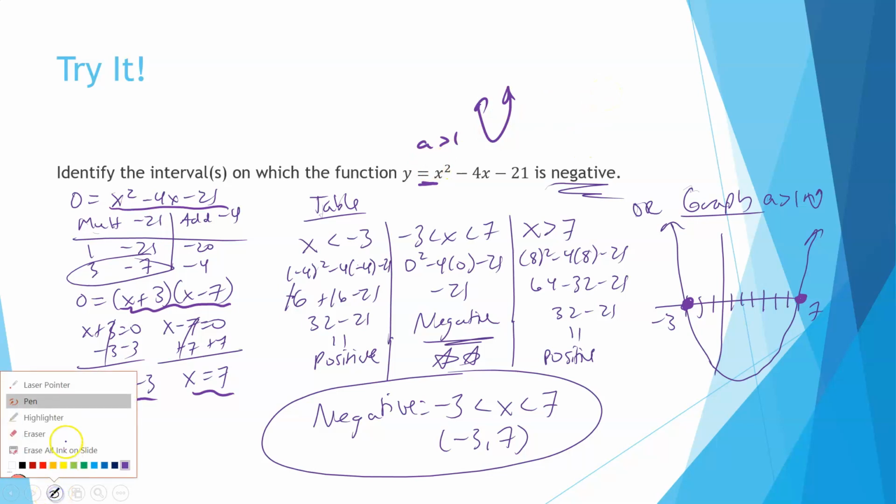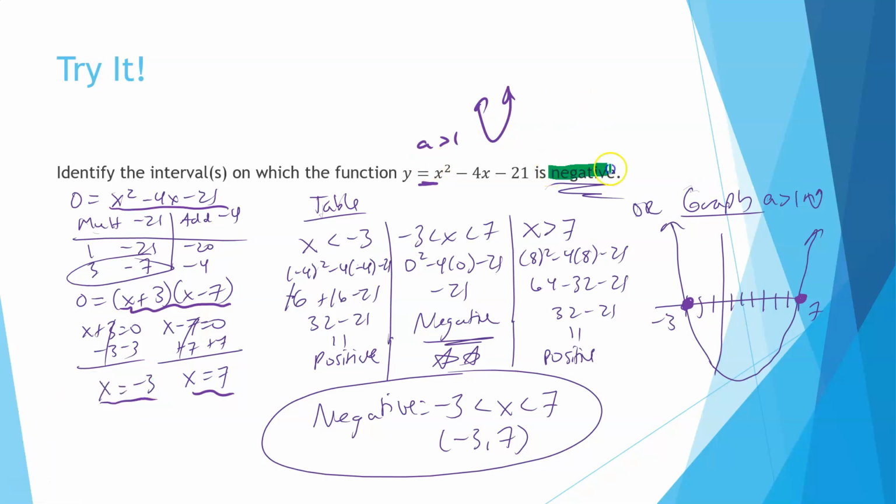Now again, because we're talking about, in this case, when it's negative on the graph, it means I would describe this section when it falls below the x-axis. So looking at the graph, I would say it's below the x-axis from -3 to 7, and that would be my answer. If I use the table, I would still use those 3 intervals.